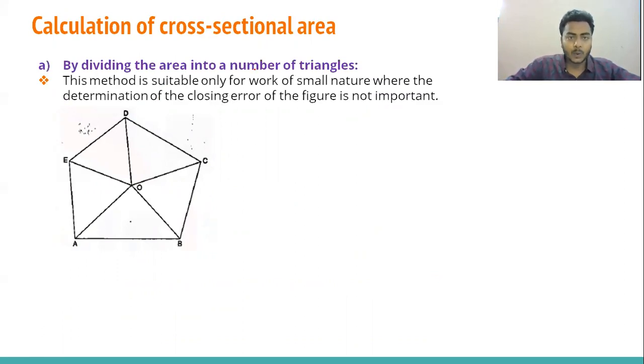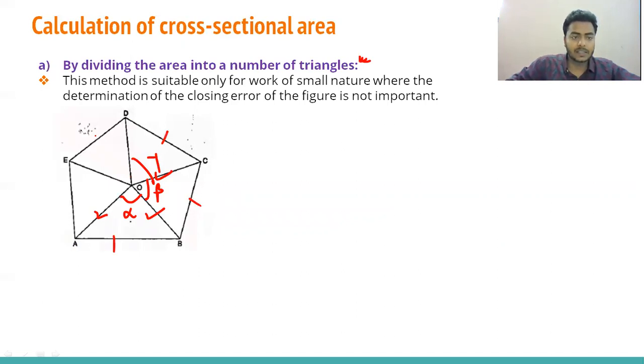By dividing the area into number of triangles, you can see by the name what this means. Like this, we have to calculate the area of the ABCDEA traverse. So we can divide this whole area into a number of triangles, and then we can measure the distances like AO, OB, OC, and then we can measure the angles also like alpha, beta, gamma. After that we can calculate the lengths of AB, BC, CD, DE, EA, right?